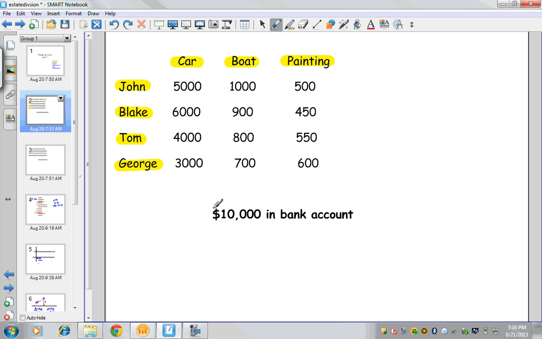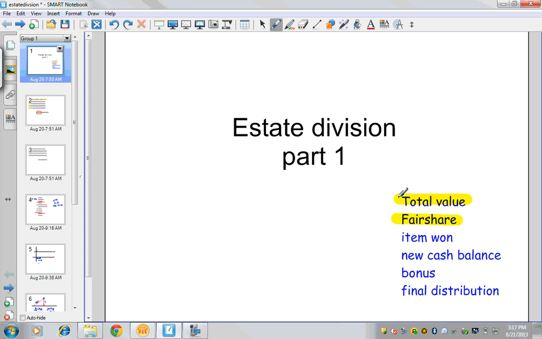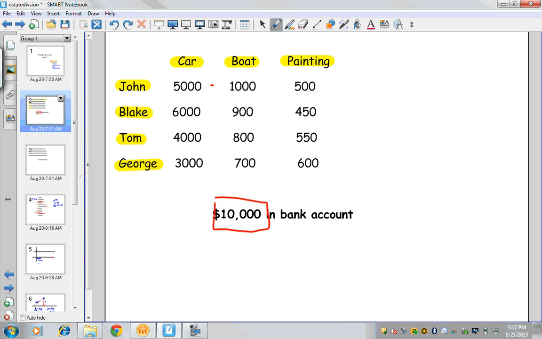Now, another thing I want to bring to your attention is the bank account, which has $10,000. This $10,000 is very important because the very first step, let's go back to this first slide here, is when you are finding the total value of the estate, you have to add each heir's individual bids plus the amount of cash that's in the estate. So all of the bids plus the cash, and that's going to give you the total value of the estate.